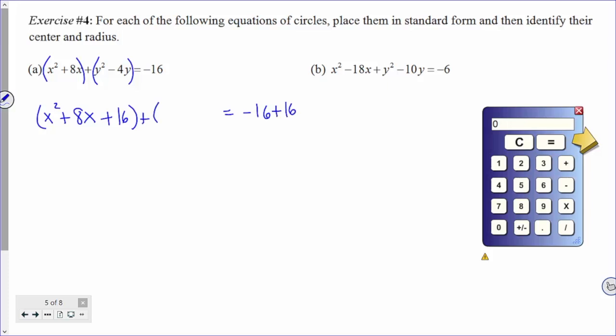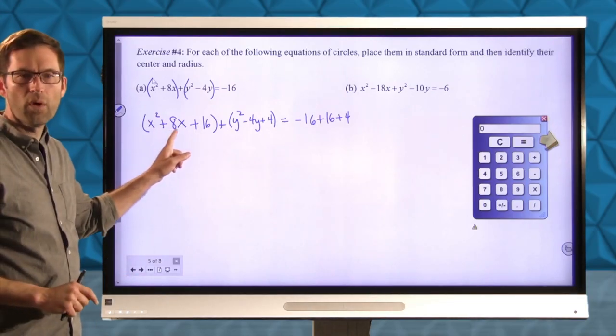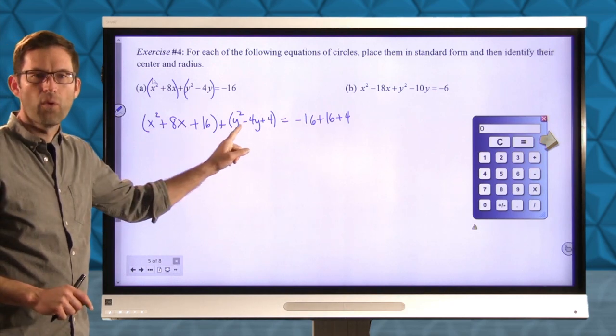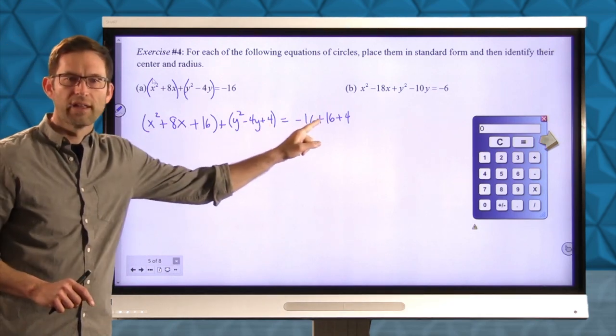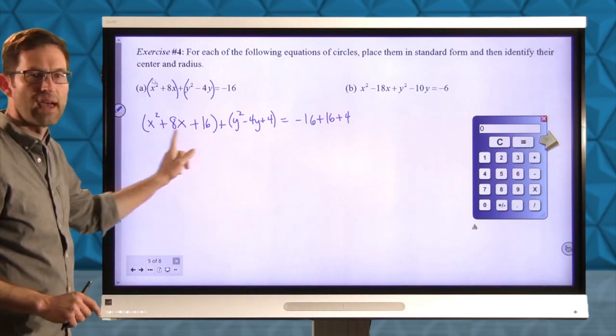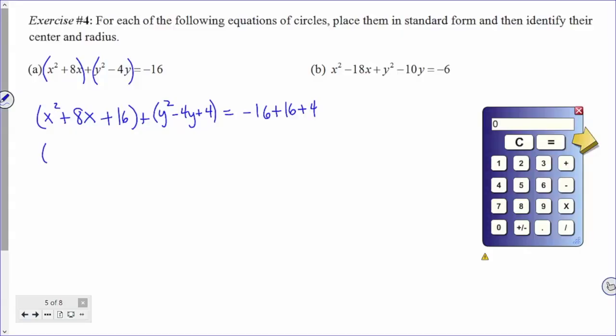Then I'm going to take my y squared minus 4y. I'm going to take half of negative 4, get negative 2, square it, add it on, and I'm going to get positive 4. Add that positive 4 to both sides. Half of 8, 4, square it, 16. Half of negative 4, negative 2, square it, 4. Add 16, add 4. This now should be a perfect square trinomial. It is. It's x plus 4, quantity squared. This should also be a perfect square trinomial, y minus 2, quantity squared.